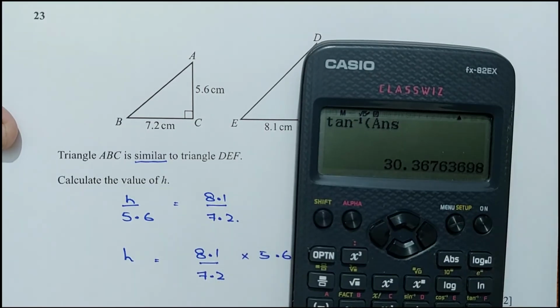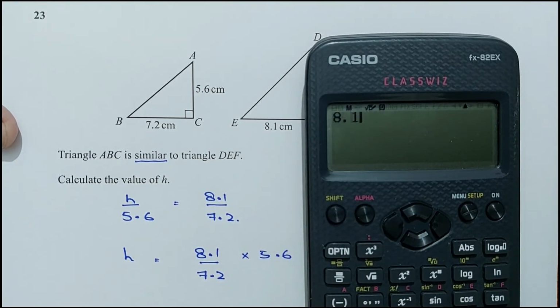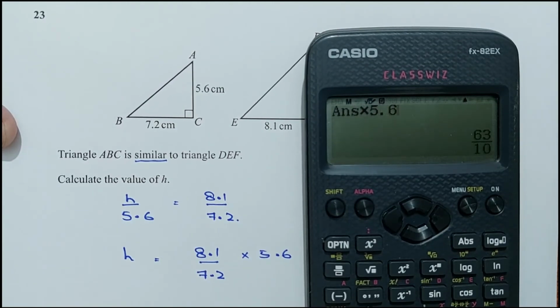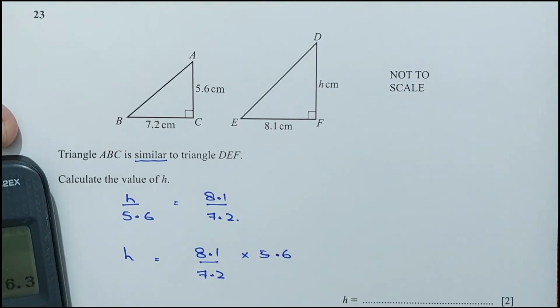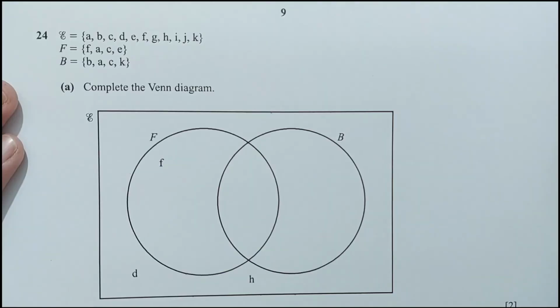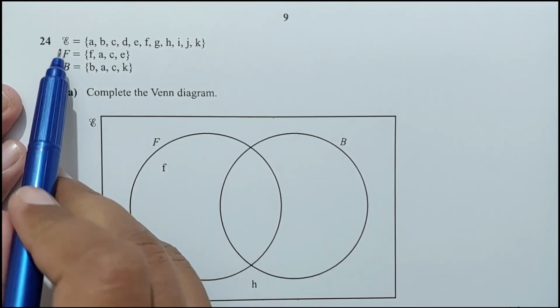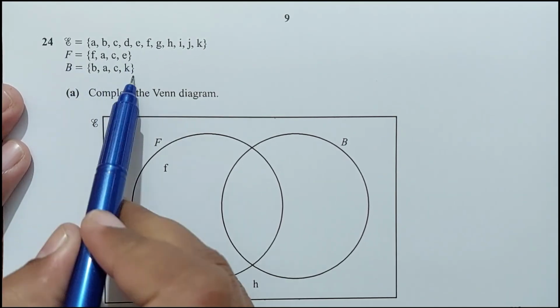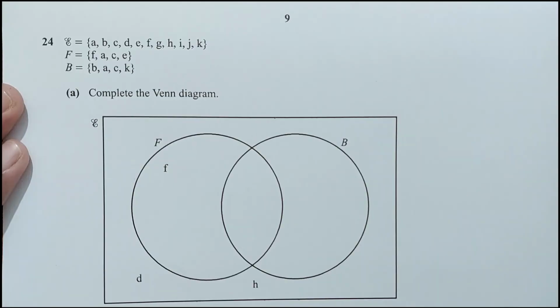Okay. 8.1 divided by 7.2 and times 5.6. 6.3 is the answer for h, centimeter. Question number 24. We have a universal set, the set F and B. Part A, complete the Venn diagram.